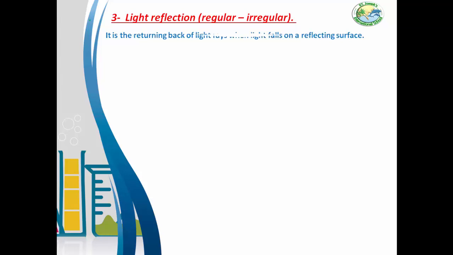The first property of light is traveling of light in a straight line. The second property is transmission of light through different materials. Then we will move to the third property, which is light reflection. Reflection of light is the returning back of light rays when light falls on a reflecting surface.